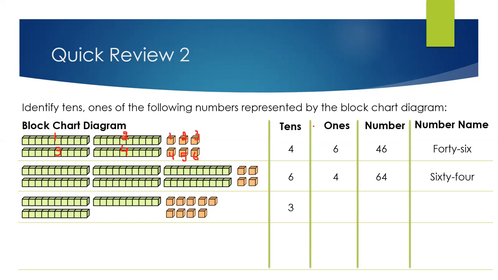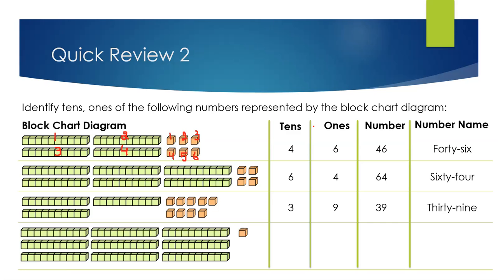So three tens, and then we will count the number of ones. 1, 2, 3, 4, 5, 6, 7, 8, 9. So here we have 9 ones. So the number would be 39, and the same is written in words.